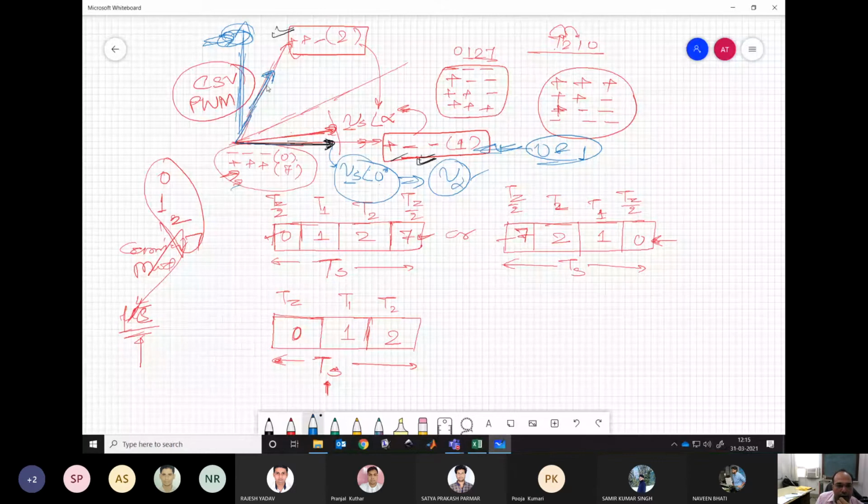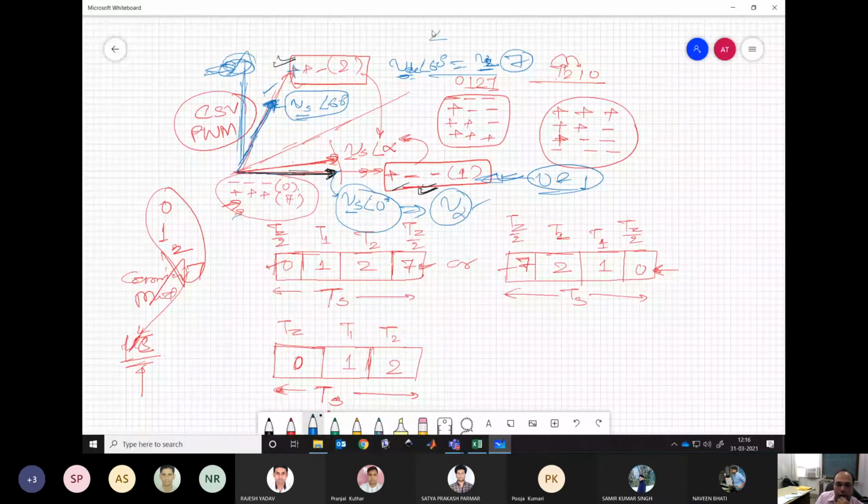Similarly, if the vector is along vector 2, let's say this is Vs angle 60 degree, then we need not apply vector 1. We can apply vector 2, V2 angle 60 degree or VDC angle 60 degree, which is the V2 vector. If we apply this for a certain time, this is realized, and then the zero vector 7. So 2 and 7 are sufficient to realize that. We need not go for vector 1 or vector 0.